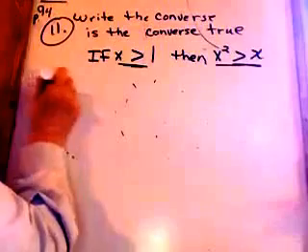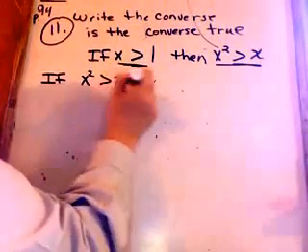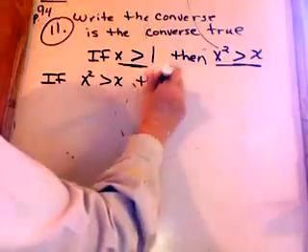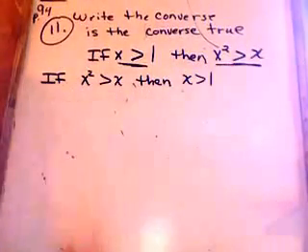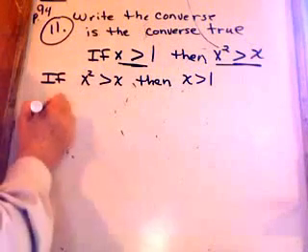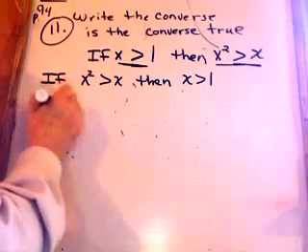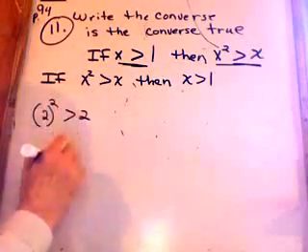So the converse would be if x squared is greater than x, then x is greater than 1. Now I have to determine, is that true? So let's think of some values that I could put in for x. Suppose I put in 2. 2 squared is greater than 2.